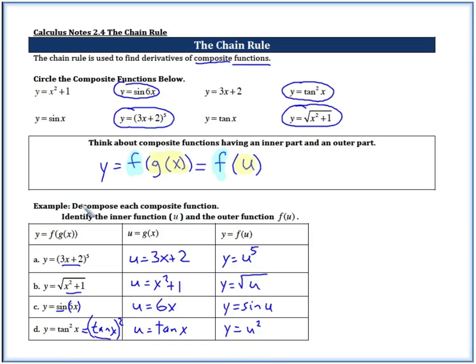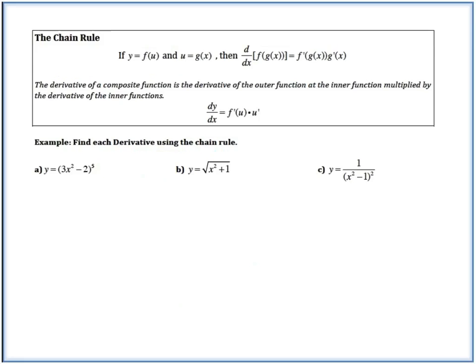Now you'll notice by decomposing these composite functions, they become a lot more simple. So these functions are kind of easy to look at. In fact, you could find the derivative of all of these. So that's the first step in using the chain rule, is to identify the inner and the outer functions. And here is the chain rule.